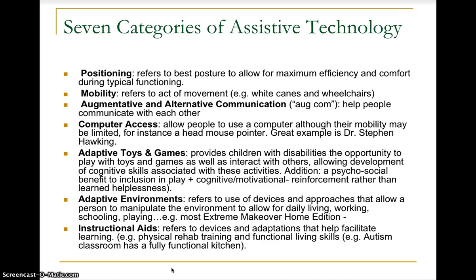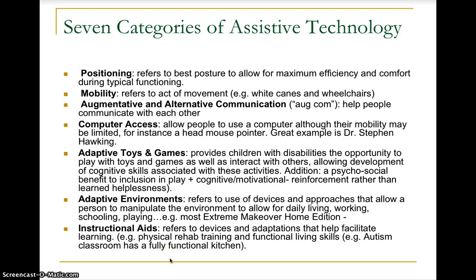Adaptive toys and games. So this provides children with disabilities the opportunity to play with toys and games as well as interact with others, because usually other children are engaged in those. So if we have a pneumatic switch, a switch that's operated by airflow, and a squeezy toy attached at the end of that that children would be interested in, it causes both things. One, the student can activate the switch by squeezing the toy, which is a nice thing for them to be able to do, and it also causes social engagement because the other kids are going to be interested in what that is, how that works, and the fact that it's a toy.